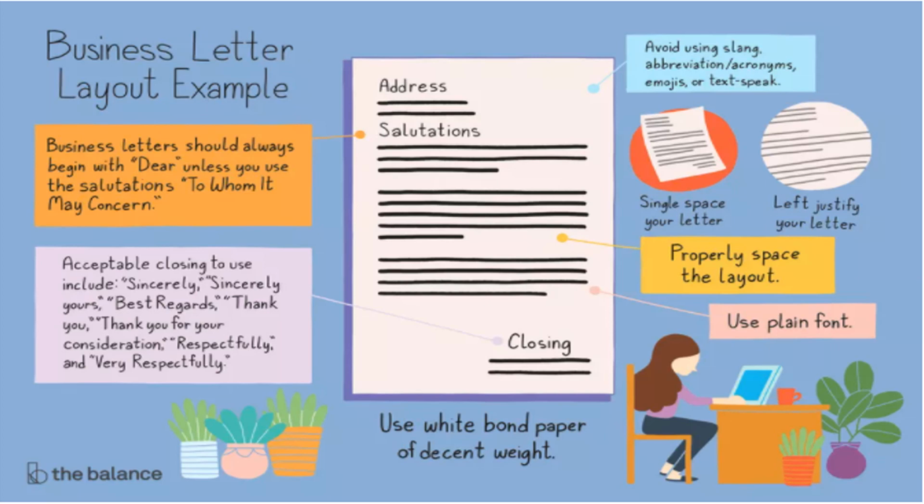Then we have the accepting closing, or the salutation, which should be Sincerely yours, Best regards, Thank you for your consideration, Hopefully, etc. And you have to use white bond paper of decent weight. That means our standard A4 sheet will do. And single space your letter. Justify your letter. Some of the important facts to note: space the layout, use plain font. These are some of the main things you have to note while writing a business letter. So let's move on.